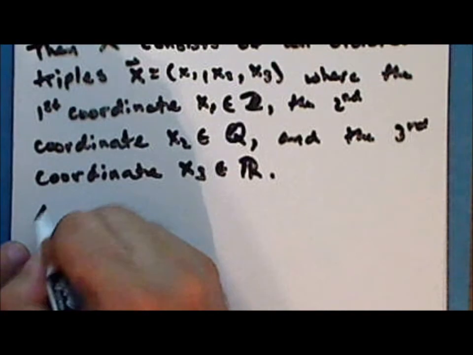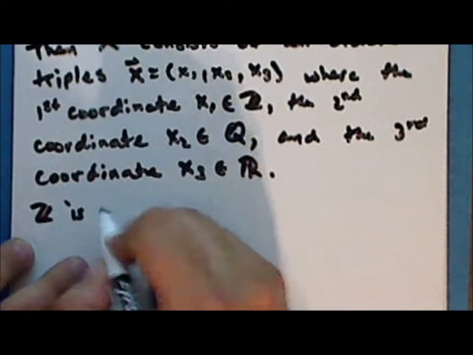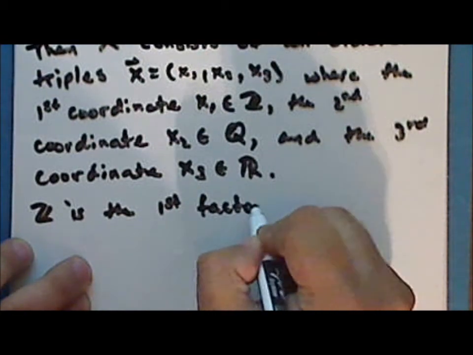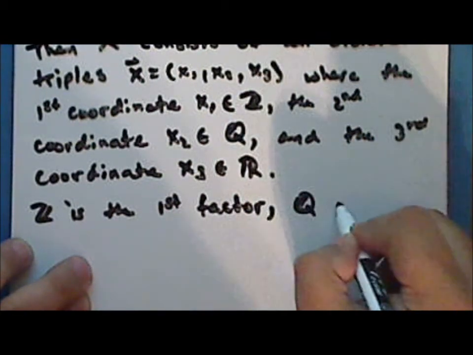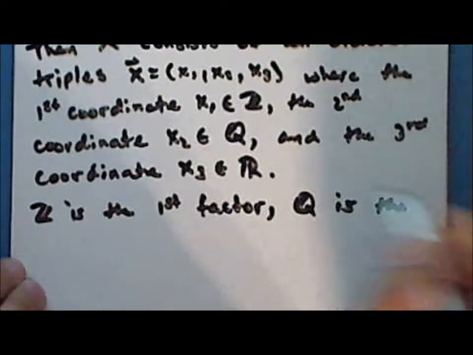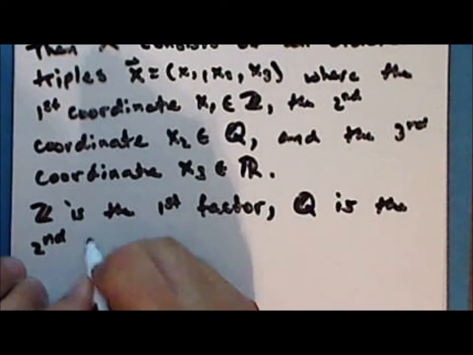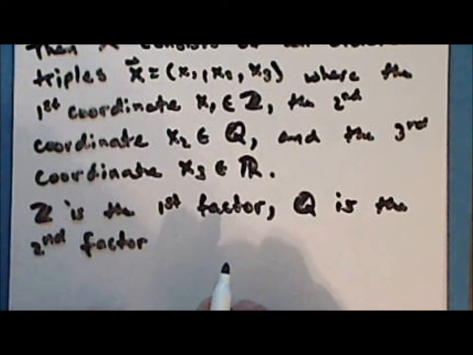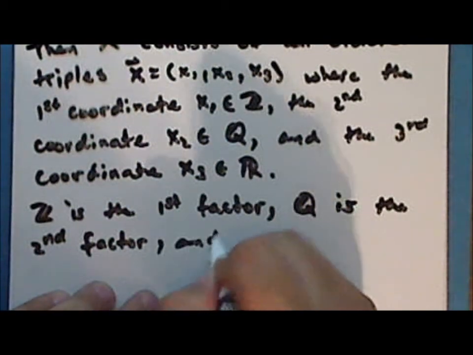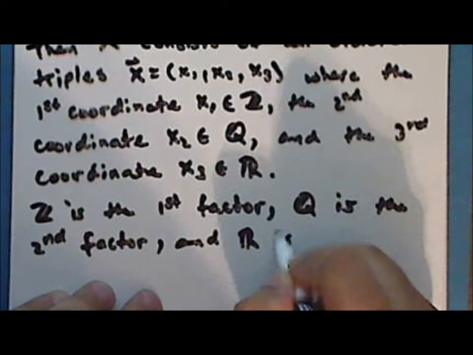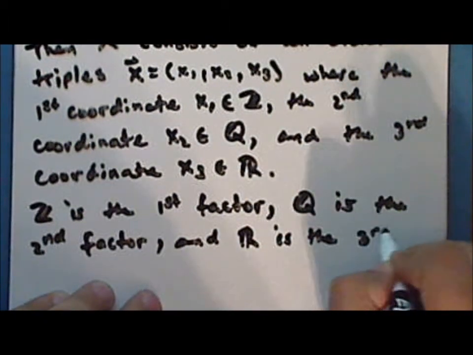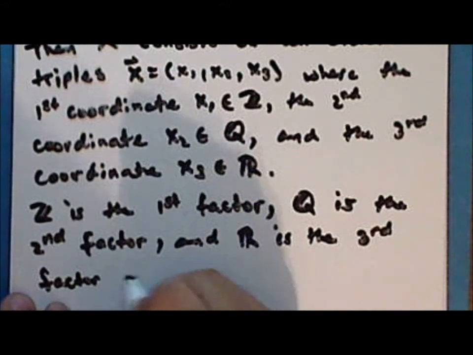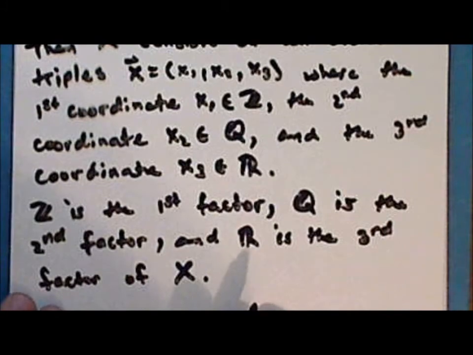Now the set of integers is the first factor. The set of rationals is the second factor. And the set of reals is the third factor of the Cartesian product.